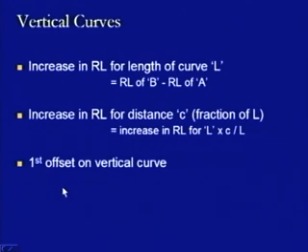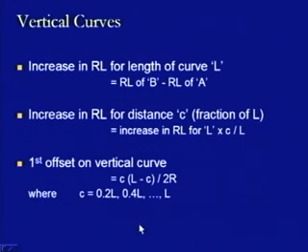And now, for the first offset on the vertical curve, this will be given by C multiplied by L minus C divided by 2R, where C is some fraction of L, maybe like 0.2 L, 0.4 L, 0.6 L, 0.8 L. Likewise, we can take the values, and if we want further more accuracy, we can have 0.1, 0.2, 0.3 times of the L, and we place those values in this equation, and we will get the offsets for the different points on the vertical curve.